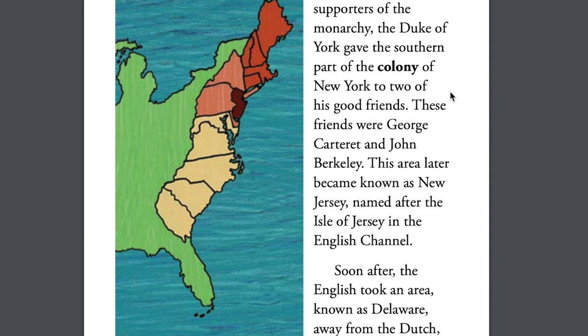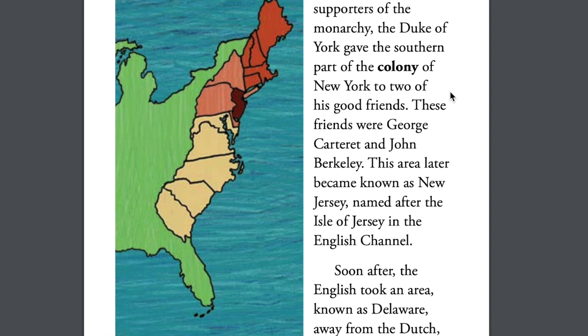Not wanting to be too greedy, and ever grateful to loyal supporters of the monarchy, the Duke of York gave the southern part of the colony of New York to two of his good friends. These friends were George Carteret and John Berkeley. This area later became known as New Jersey, named after the Isle of Jersey in the English Channel. Soon after, the English took an area known as Delaware away from the Dutch too.